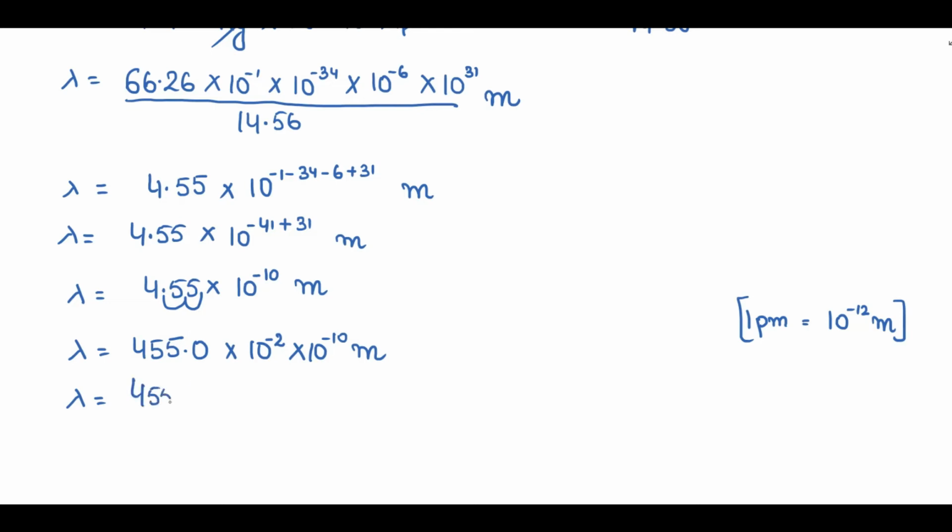So lambda equal to 455 into 10 raised to power minus 2 minus 10. It will be 10 raised to power minus 12 meter. I know that 1 picometer equals 10 raised to power minus 12 meter. Wavelength of this electron will be 455 picometer.